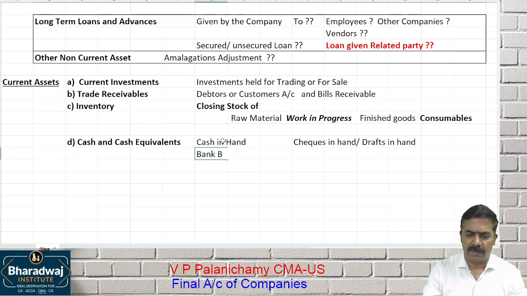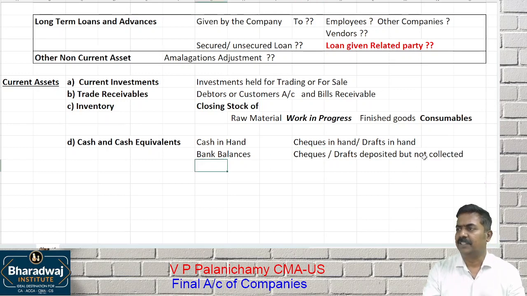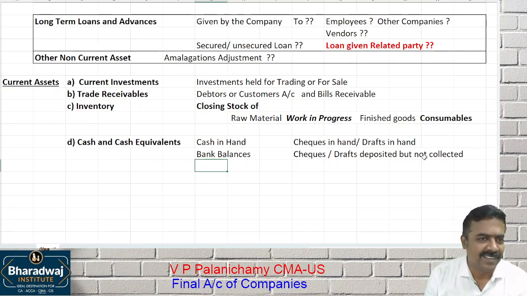It also includes bank balances. It also includes checks, drafts, deposited. Checks and drafts deposited in bank, but not collected. It is equal to cash. 29th March we deposited. It will be collected on 2nd April. As on 31st March, it is yet to be collected. It will be called as which one? Cash equivalent. It will also include short-term investments, short-term investment or marketable securities.